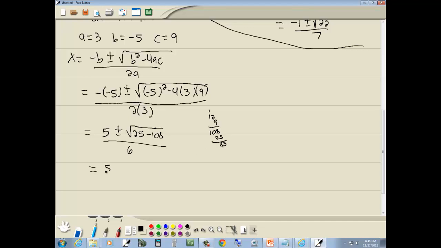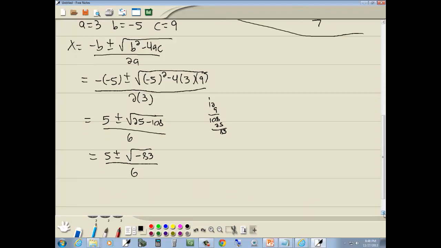Okay, so that gives us 5 plus or minus 25 minus 108 is negative 83 over 6. Let me double check that. Yeah. Okay. Now we want to simplify the radical.